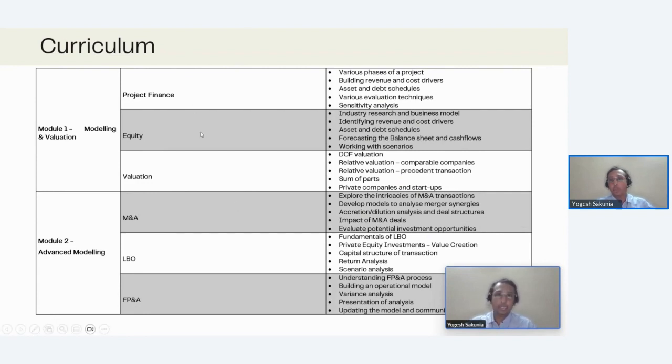Beyond that, this is what we will cover. We will cover the project finance model. We will go to the equity model. Within the equity model, we will go for DCF and the relative valuation models that are there. So this is what we will cover. Beyond that, M&A, LBO, and FP&A, I have already told you about. So this is what will be covered in the course.